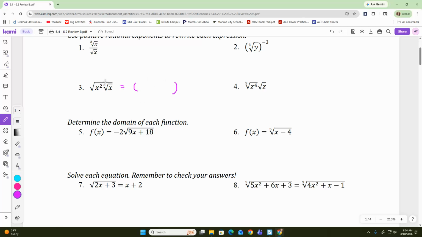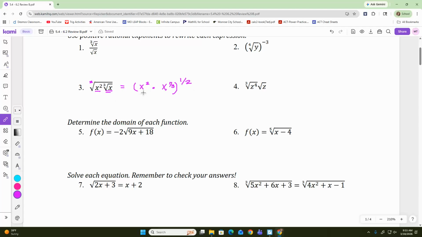So the whole thing is under a square root. A square root is what power? 1 over 2, right? So remember on those radicals, the index, the little number outside the radical, that's what goes on the denominator. Inside there, I have an x squared times a cube root of x. So a cube root would be what power?